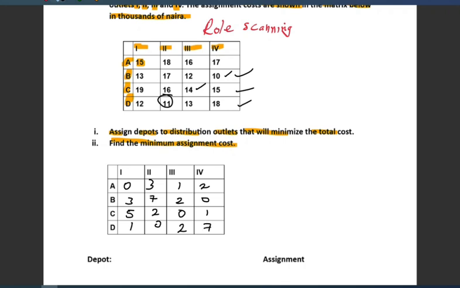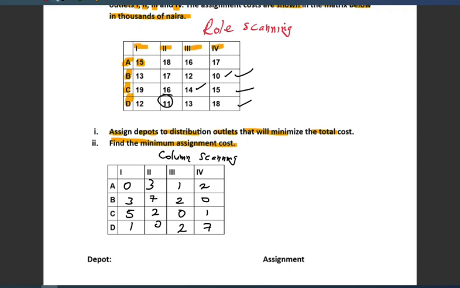The next thing we have to do is column scanning. Again, we look for the smallest number and subtract it from each number in the column. You can see that in each of the columns here we have zeros as the smallest number. So it means that when you do column scanning, the numbers will retain themselves. So there's no need to do column scanning on that.